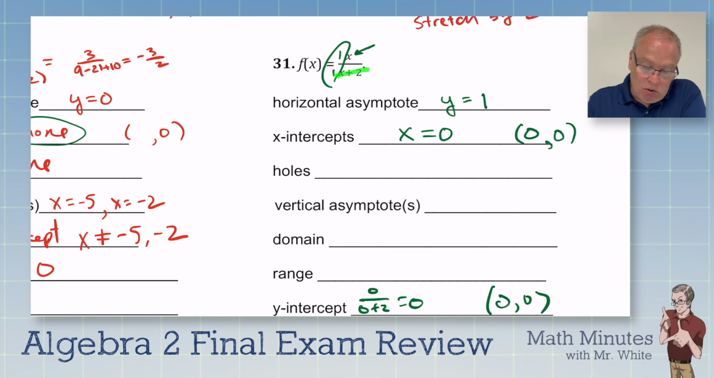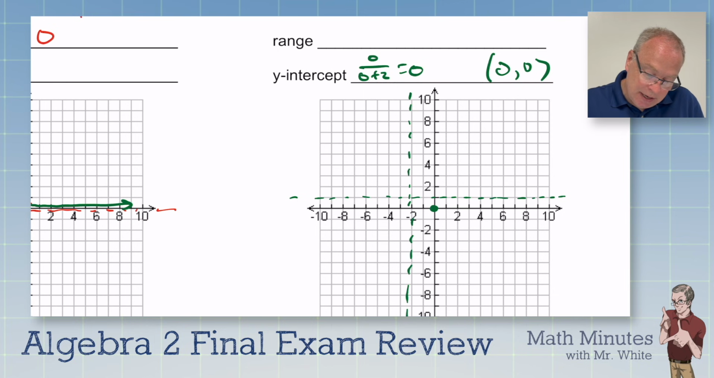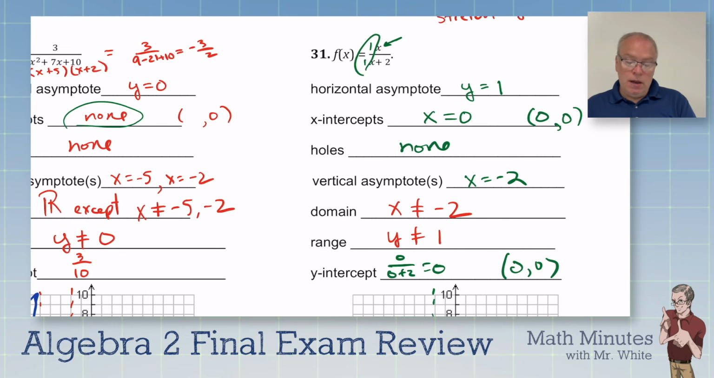Now, are there any holes? Does x plus 2 cancel anything in the top? Nope, it doesn't. There is a vertical asymptote, though, at -2, because that's our, quote, problem child from the denominator. So I go to -2, and I put my dotted line here. And the domain here is x is not allowed to be -2. And the range is y is never going to be 1, because we only have one horizontal asymptote and there weren't any holes elsewhere.